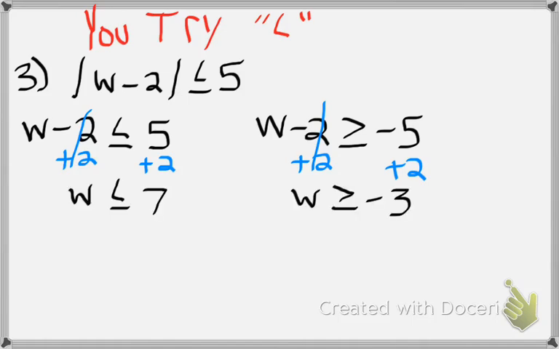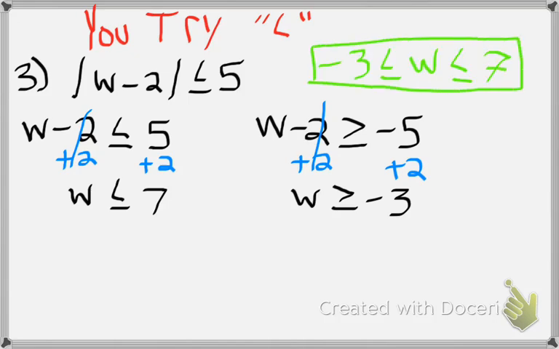Alright, so you've got your two solutions, your two boundaries. So now write those as the compound inequality. And it turns into that when you write those together. I'm putting little lines in my 7 so you know for sure that those aren't inequality signs.